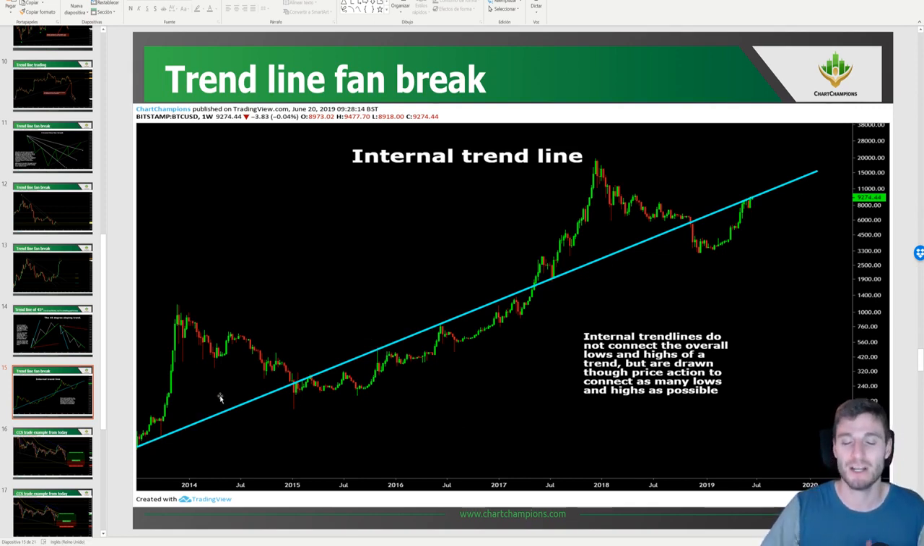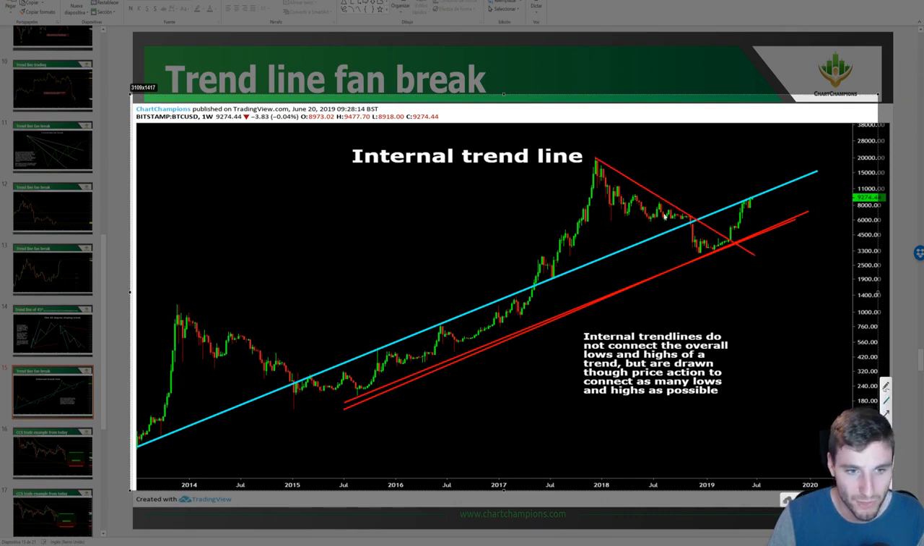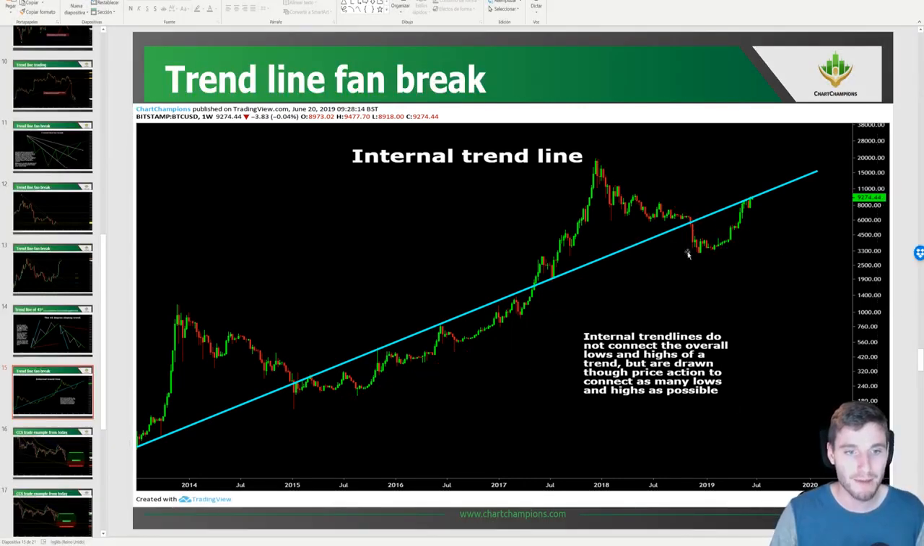Especially if this is taken over a long amount of time, you don't need to have a trend line, for example, that only connects lows or only highs. You don't have to do trend lines that only do this. As we all know, this was our bump and run pattern coming into trend lines again. But just so you know, internal trend lines are absolutely fine as well. They do not connect overall lows and highs of a trend, but are drawn through price action to connect as many lows and highs as possible. So you're connecting as many lows, highs, lows, highs as possible, and that's still a valid trend line.